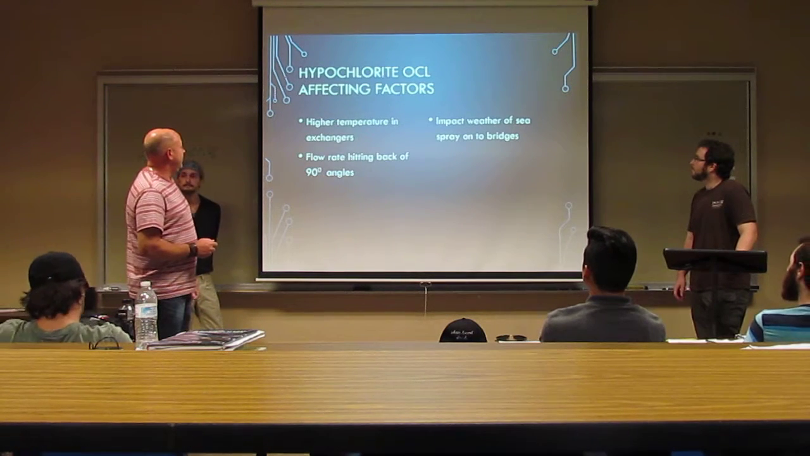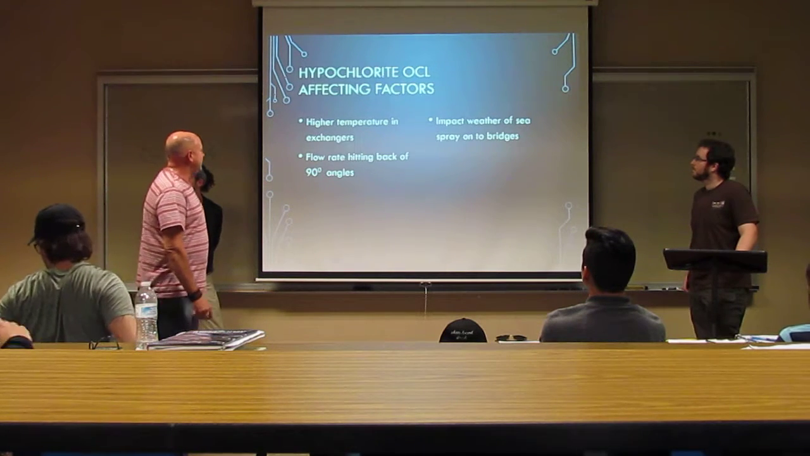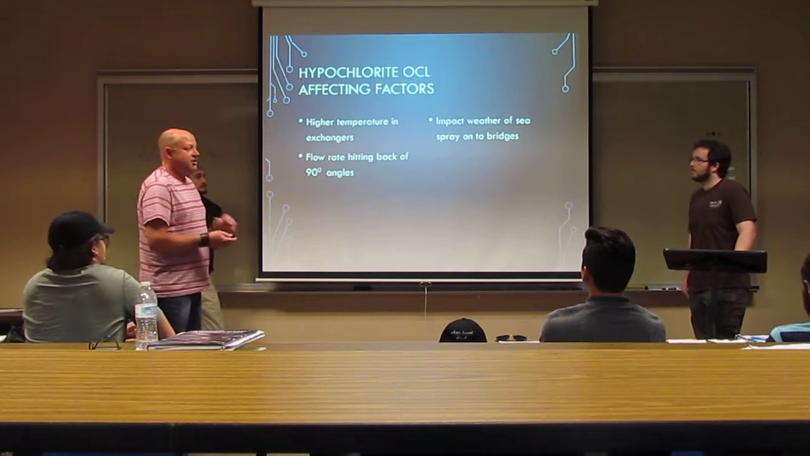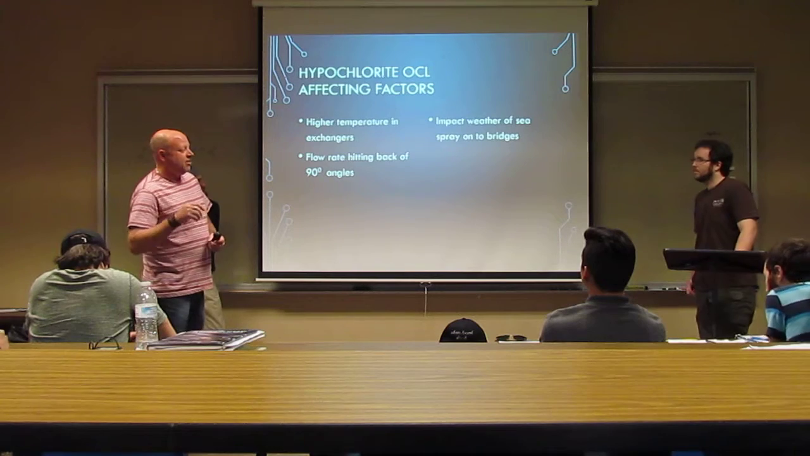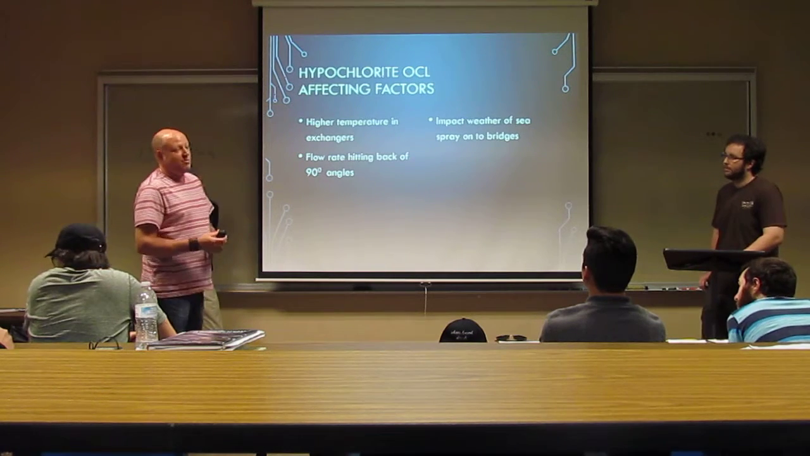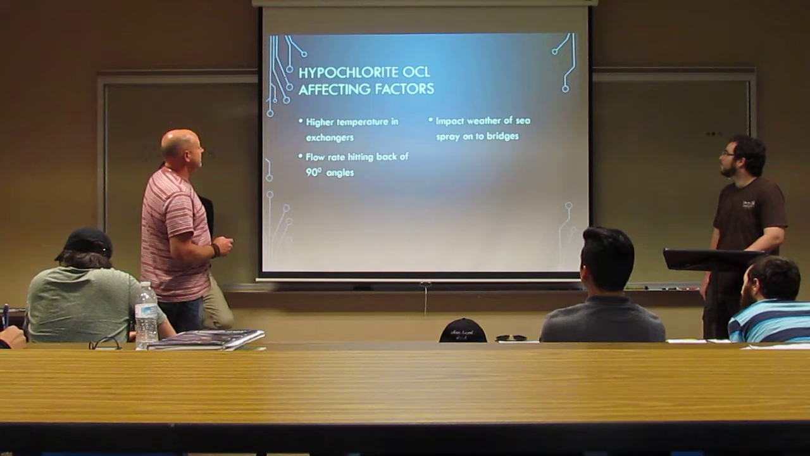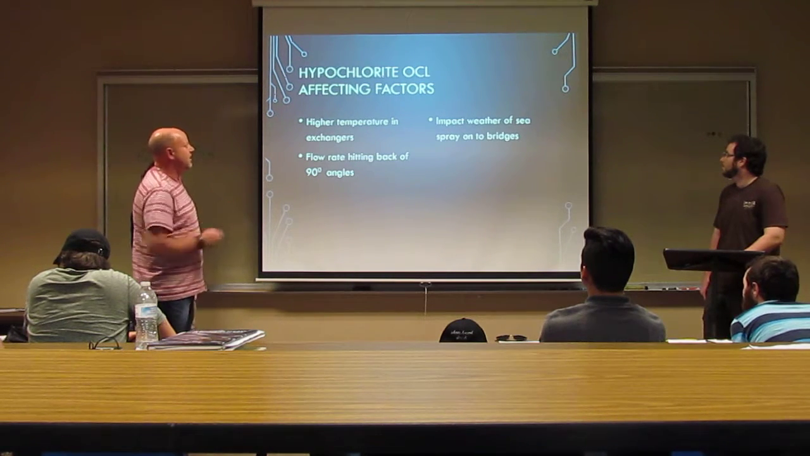Some of the affecting factors seem to be in basically everything: high temperature and exchangers, flow rate hitting the back of 90s like he showed in his pictures, how the velocity as it hits, the salts are just like an abrasive also, and cause the back of the 90s to constantly wear down. And in contact with, impact with weather, sea spray, or on bridges like I explained earlier.